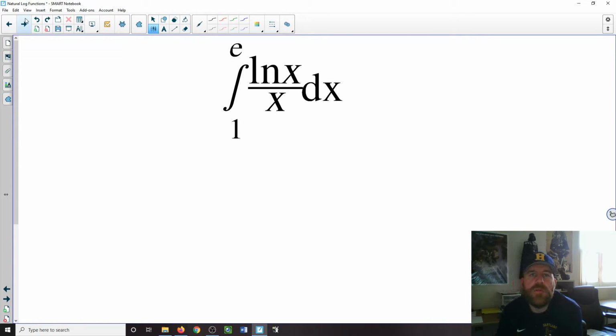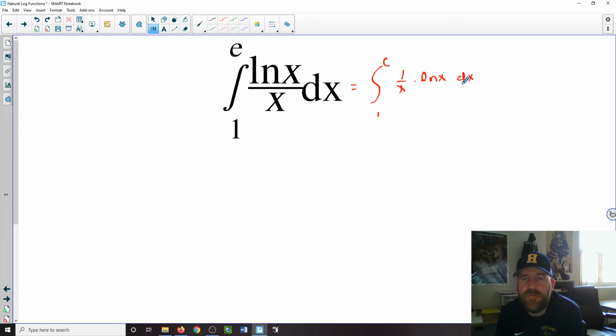All right, let's take a look at one with some boundaries. We have the integral from 1 to e of ln x over x dx. We can identify that if I were to take the derivative of ln x, I would end up with a 1 over x. Some of us are going to find it useful, before we integrate or do u substitution, to split it up like this. It makes it a little easier to see what we need to do.